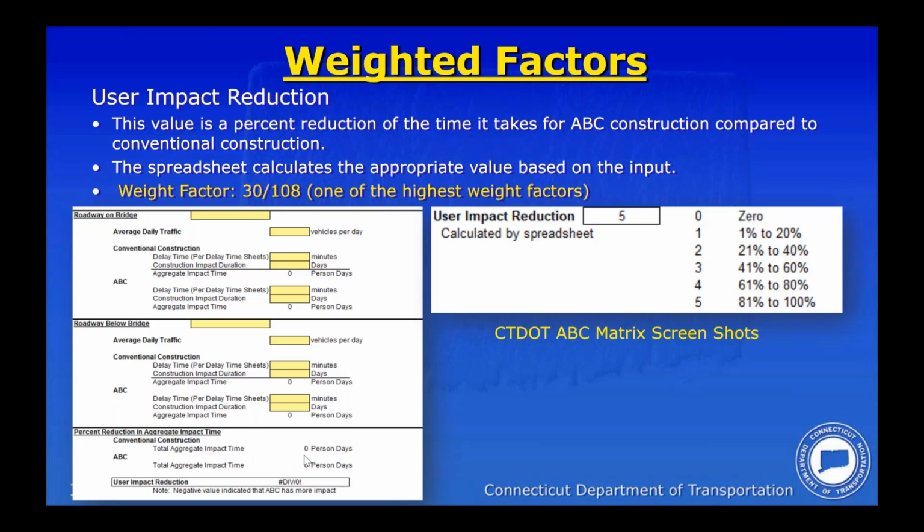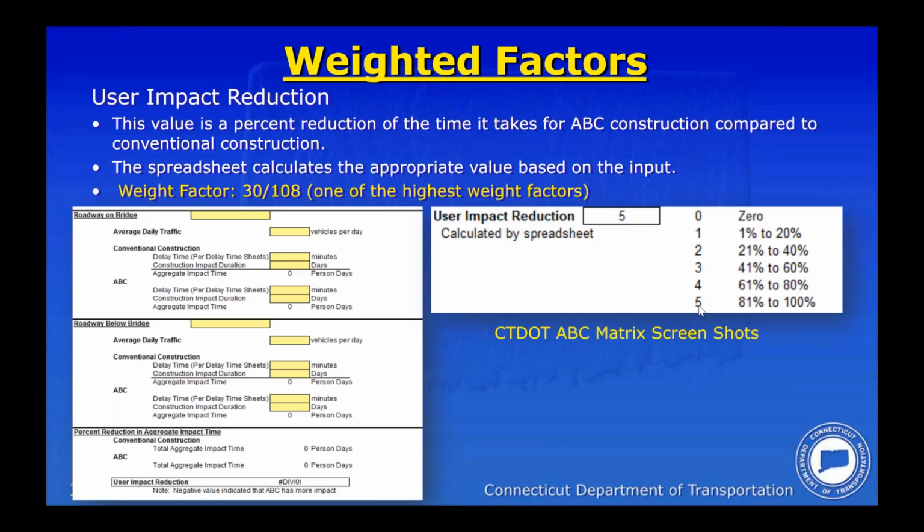In this cell down here, the spreadsheet actually computes total aggregate impact time for the ABC and for the person days. And a computation is made by the spreadsheet here for user impact reduction. A negative value would show that ABC actually has more impact than conventional construction. Not something that we typically find, but could. The equation here is 1 minus the ABC impact time divided by the conventional impact time.